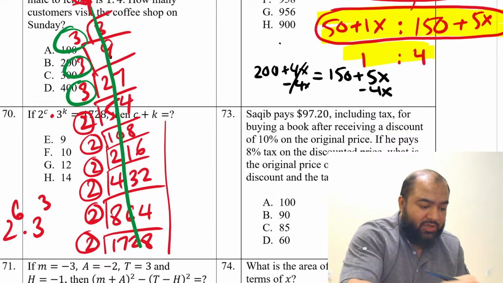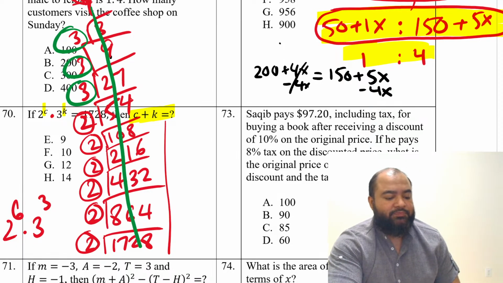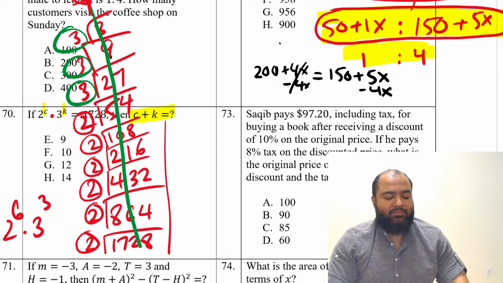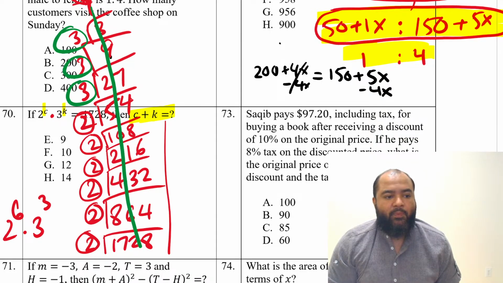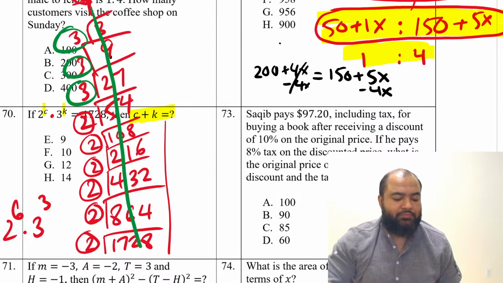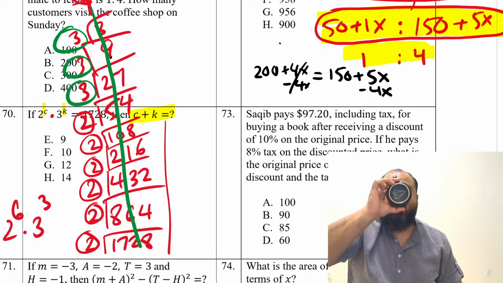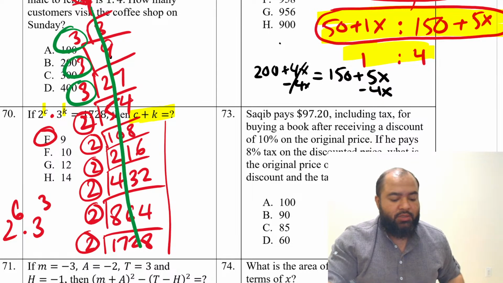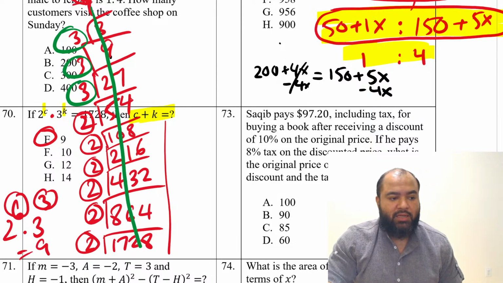Now the main final question was asking what is C plus K. Remember, C and K are the powers. Who can tell me the answer? What is C plus K? The power of 2 is 6, the power of 3 is 3. So what's the answer? Nine. Exactly, correct. You add the powers, 6 plus 3, 9. Any question, guys?